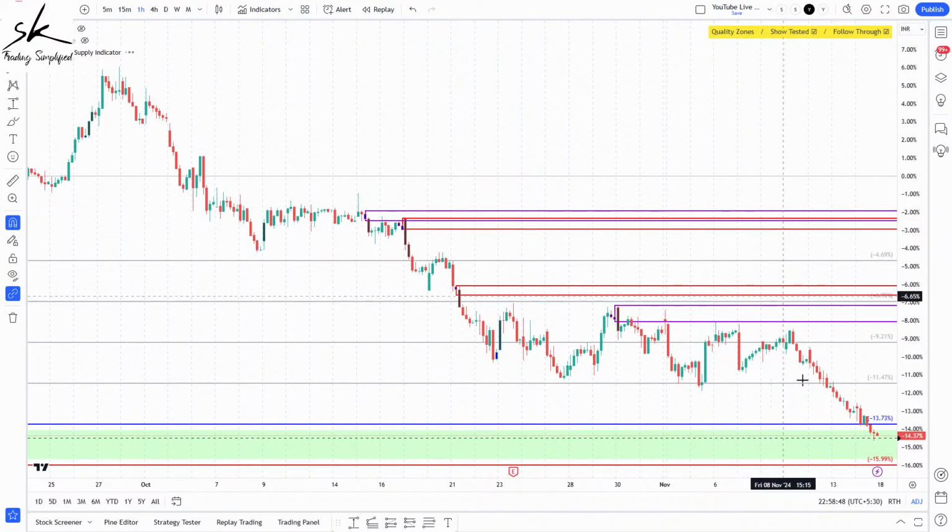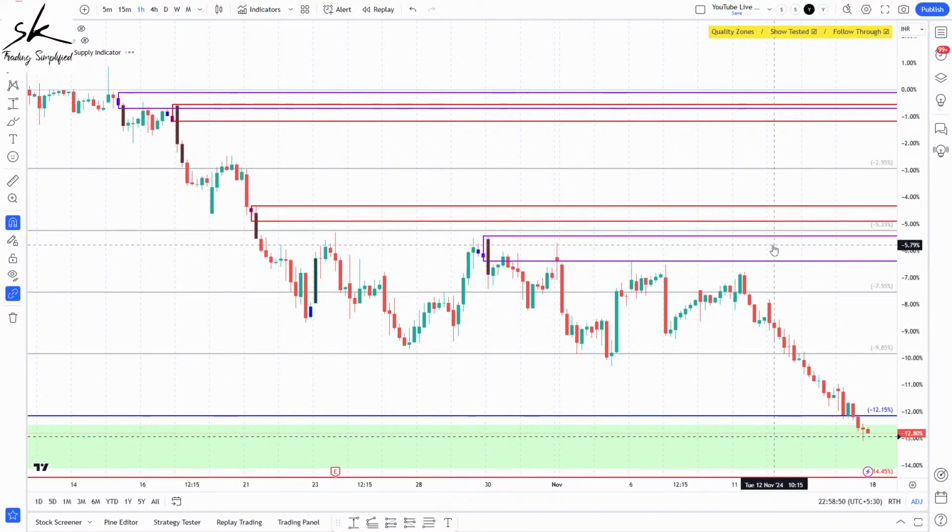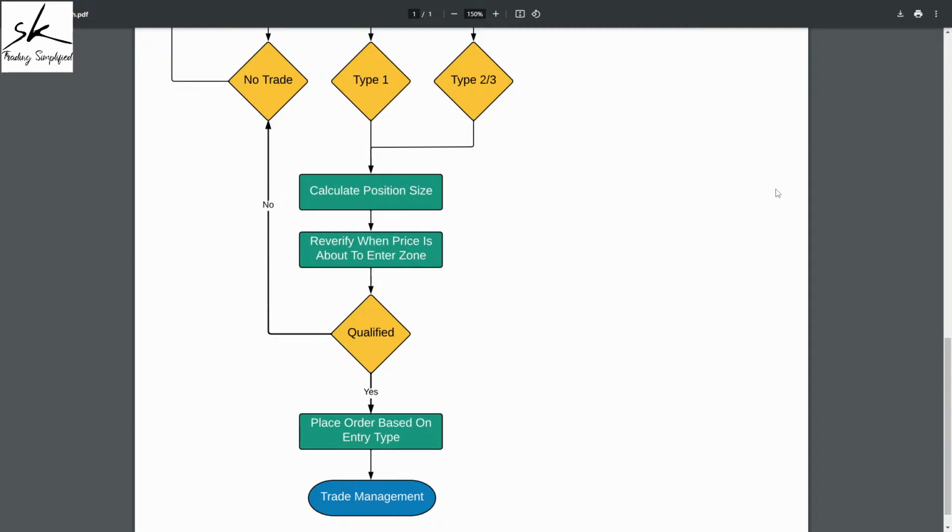But again, if you feel there are some areas and it is not identifying them, you can always share a screenshot to the support email. We'll look into it and we'll get back to you. Otherwise, if there are quality areas, it will definitely identify them.